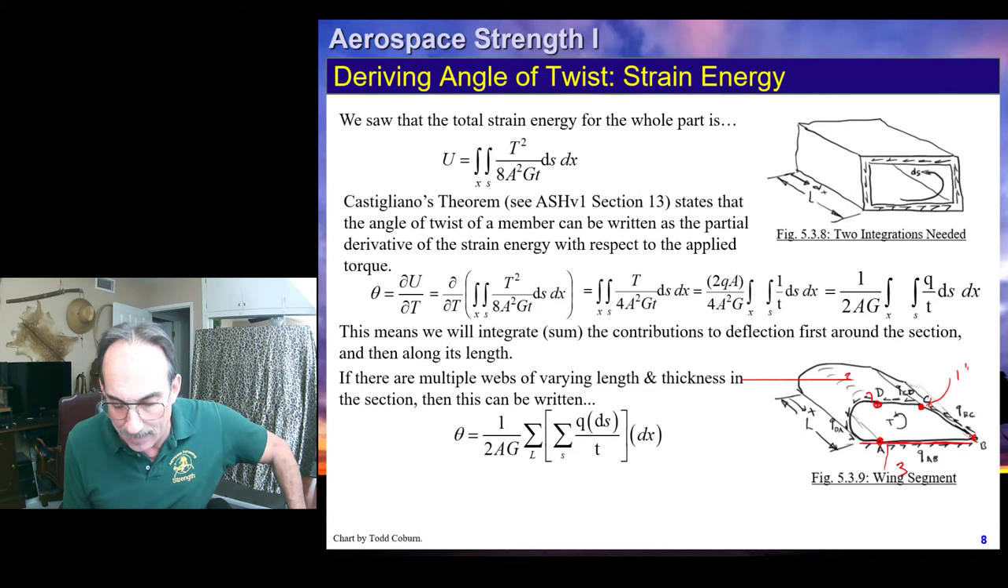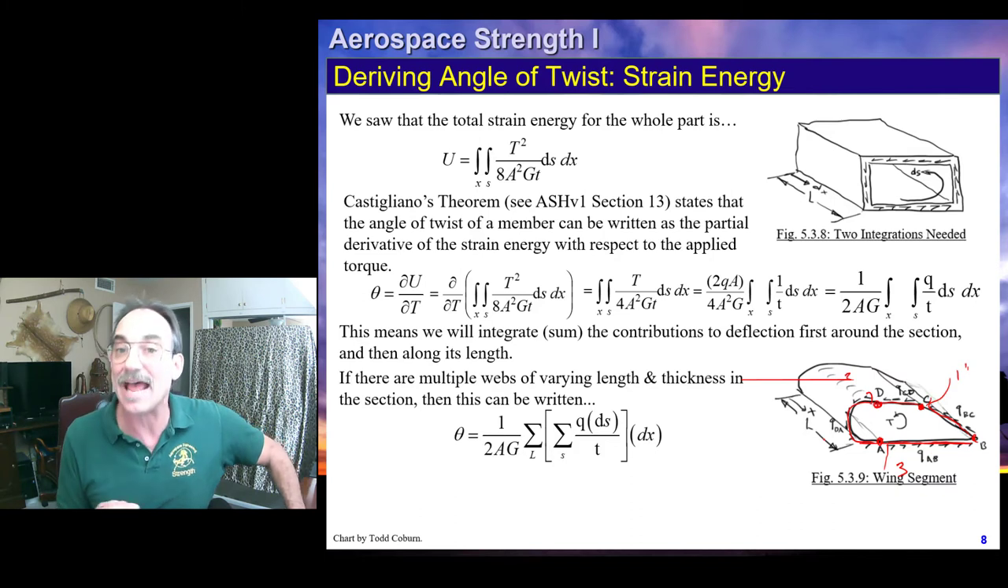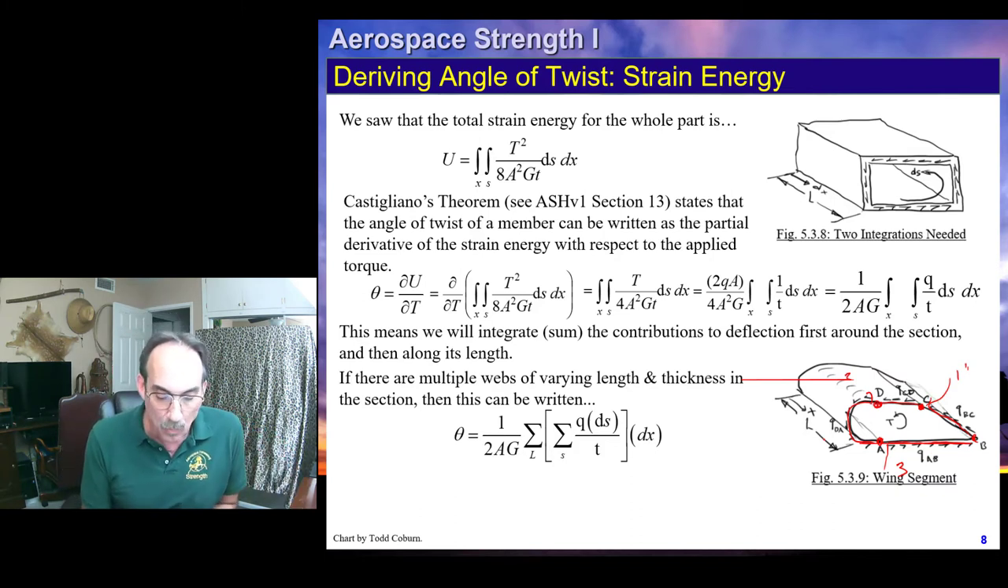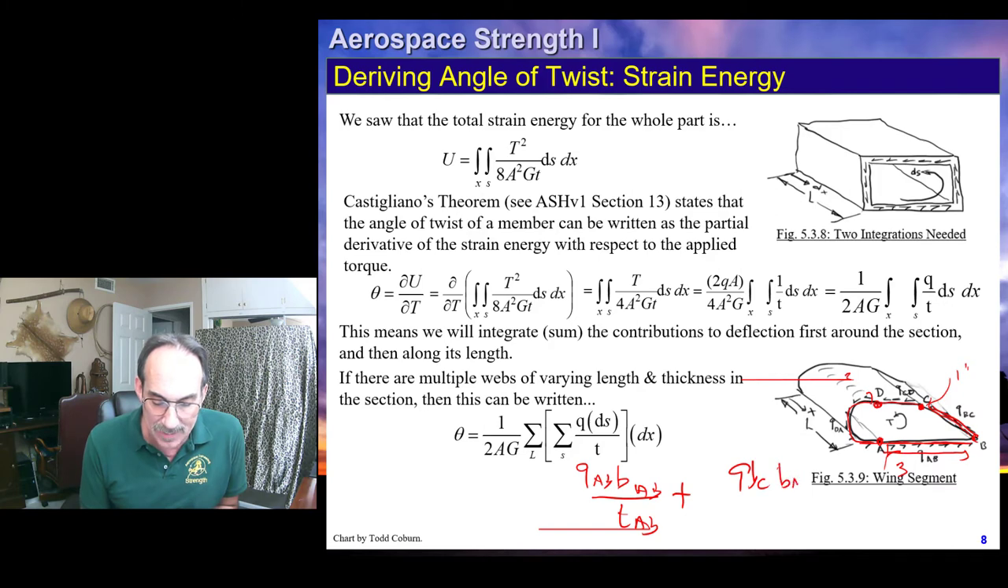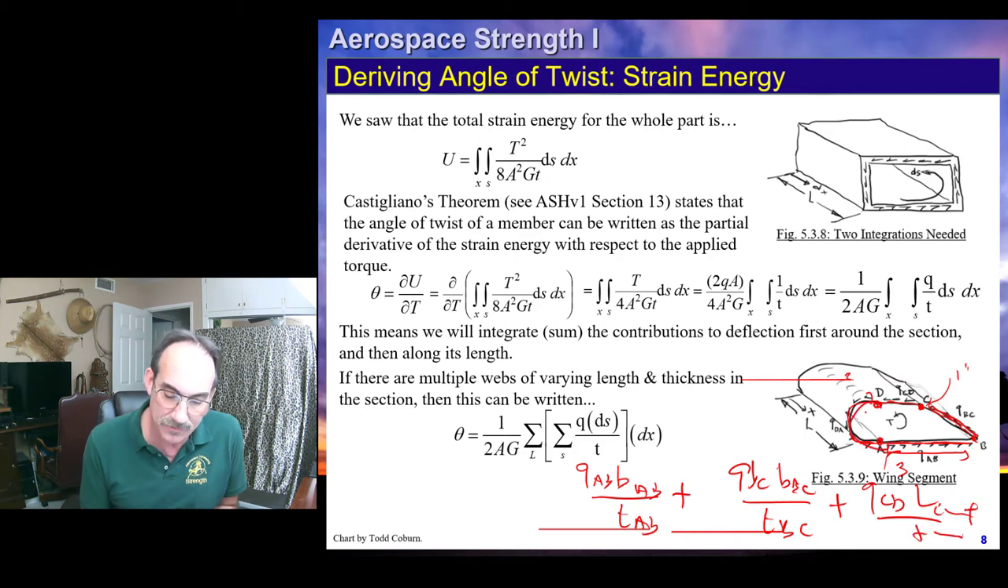This is a constant shear flow web, and this is a constant shear flow web, and this is a constant shear flow web, and this is a constant shear flow web. But these four webs may have different shear flows. Well, that means we're going to take QAB times its length, ds, this length, we'll call it bAB, over its thickness, tAB, plus QBC times the length of BC over the thickness of BC, plus QCD times LCD over TCD, plus this times that.